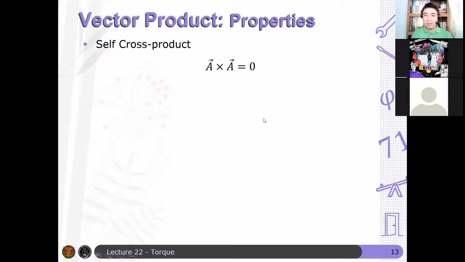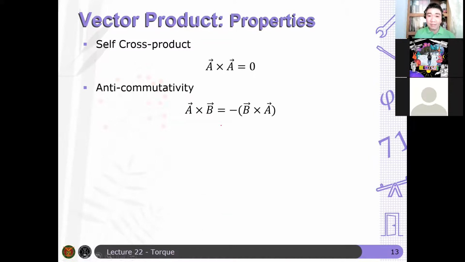The cross product of A with itself is 0. Anti-commutativity, again, based dun sa right-hand rule, A cross B is not the same as B cross A. It's actually the negative of B cross A. So, ingat sa kung ano yung mauuna dun sa operation. So, A ba o B muna yung mauuna. So, please take note of that. So, again, the order of the vectors matter.